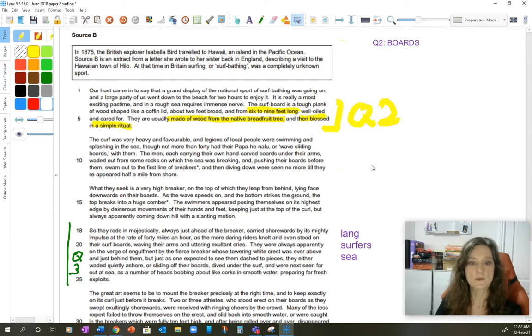The surf was very heavy and favourable, and legions of local people were swimming and splashing in the sea, though not more than 40 had their papahe nalu, or wave sliding boards, with them.